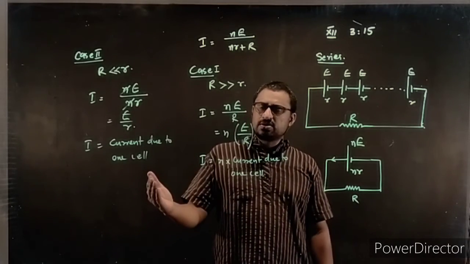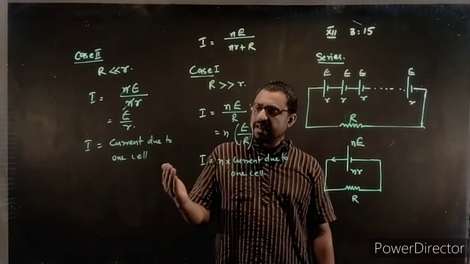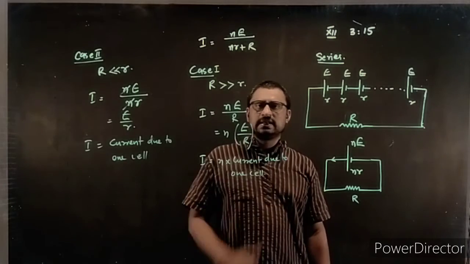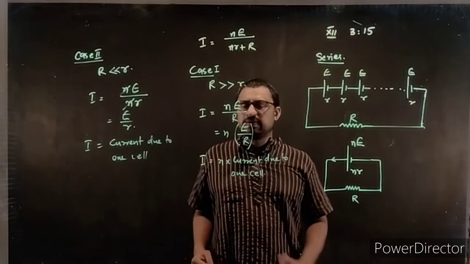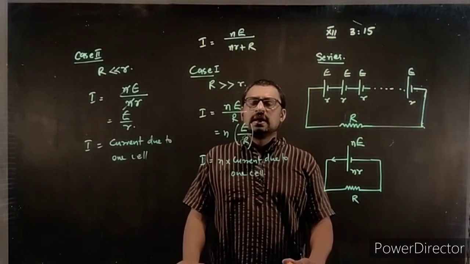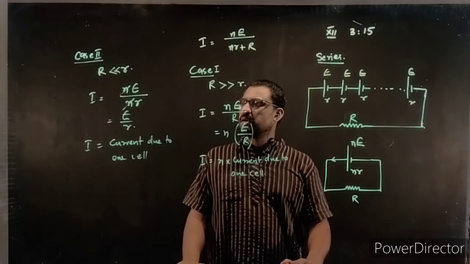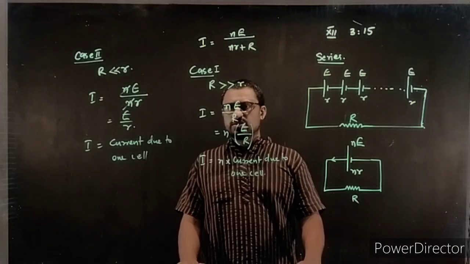So series combination of cells is opted for when the external resistance is much greater than the internal resistance. It's very important information to understand. Okay, that's about series combination of cells.